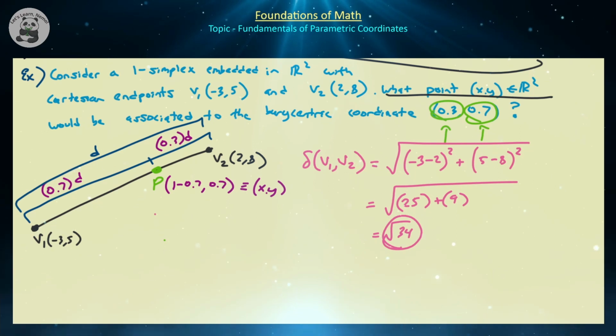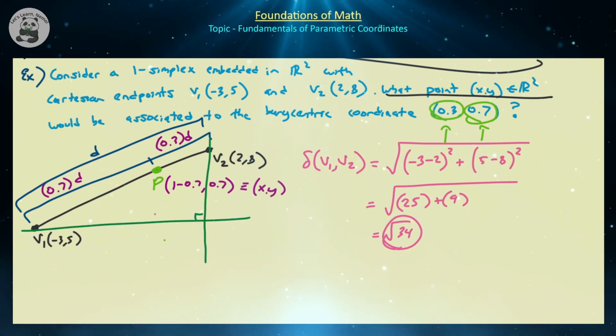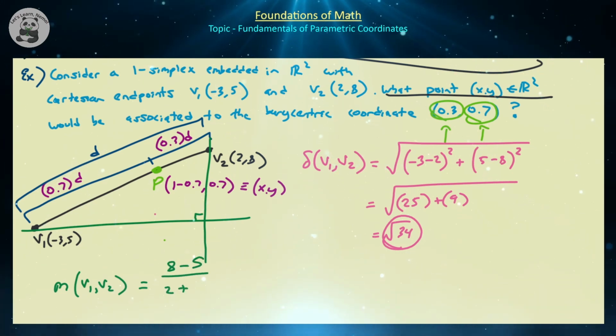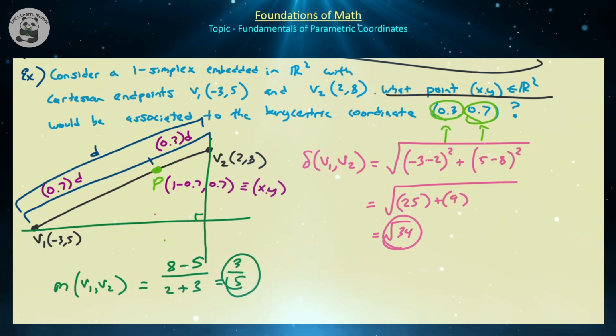Also keep in mind, since we are embedded in R2, we can find the slope of that line segment, right? So the slope of the line segment passing through V1 and V2 is going to be equal to what? So it's going to be equal to y2 minus y1 all over x2 minus x1. So that's just going to be equal to 3 divided by 5, right? So that's the total distance, the square root of 34, and that's going to be the slope between these two particular points. Agreed? So that gives us some things to work with here.